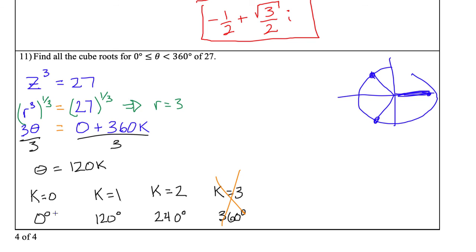That means I have a modulus of 3, a length of 3, and an angle of 0. Angle of 0 means I'm coming out to the right, and I have a length of 3, which means my first answer is just 3. Let me write this in red. My first answer is just 3, and we already found that. Let's find the other answers.